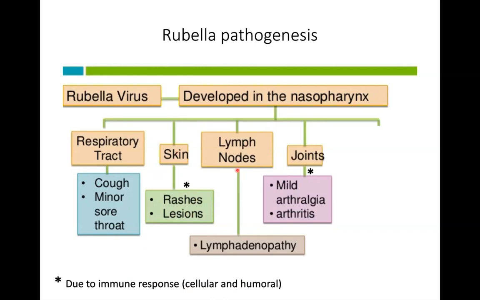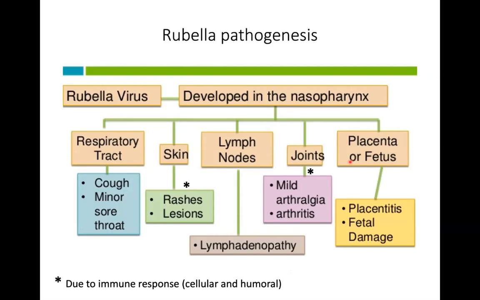It can also spread to the lymph nodes. So you can have some lymphadenopathy, some swollen lymph nodes due to it. And sometimes it can actually make it to the joints of adults and young children. And so they'll experience mild joint pain or bone pain, maybe some arthritis, again, due to cellular and humoral immunity.